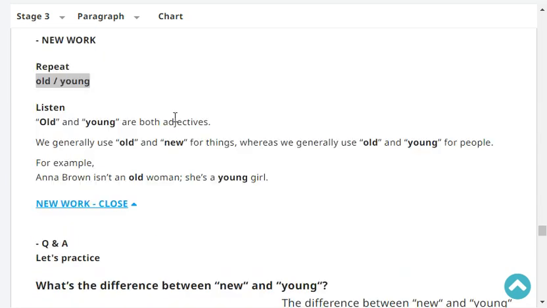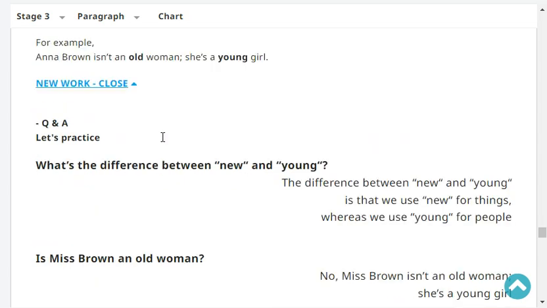Okay, listen. Old and young are both adjectives. We generally use old and new for things, whereas we generally use old and young for people. For example, Anna Brown isn't an old woman. She's a young girl, still small. Let's practice. What's the difference between new and young?